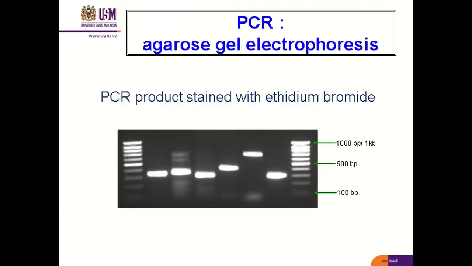On gel electrophoresis, we can see the PCR product, which is stained with ethidium bromide. On the right, we can see the ladder, and in the middle, we can see the PCR product. So we can compare the PCR product with the ladder, and the base pair number which is present identifies the organism.